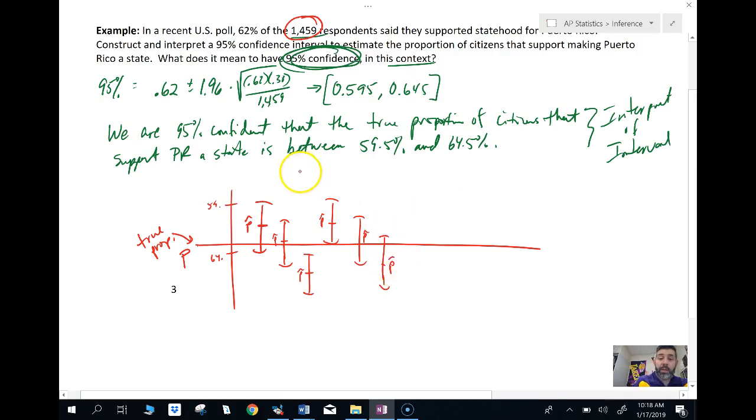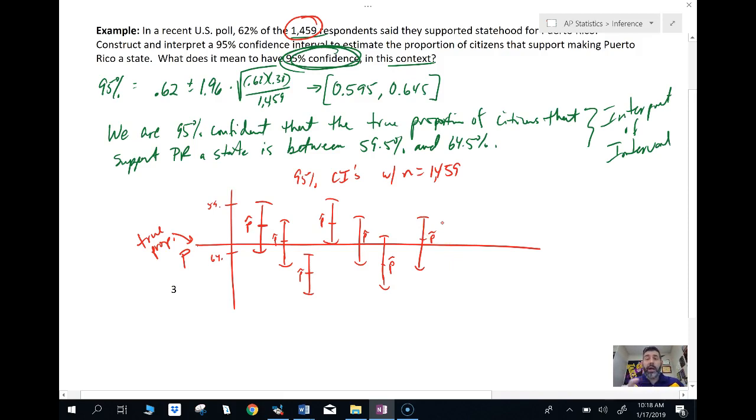But all of these are 95% confidence intervals with n equals 1459. They're different samples, so the P hat is probably going to be different each time. It might be similar, it might be 0.621, it might be 0.588. We really don't know. But basically I'm going to make 100 of these confidence intervals.